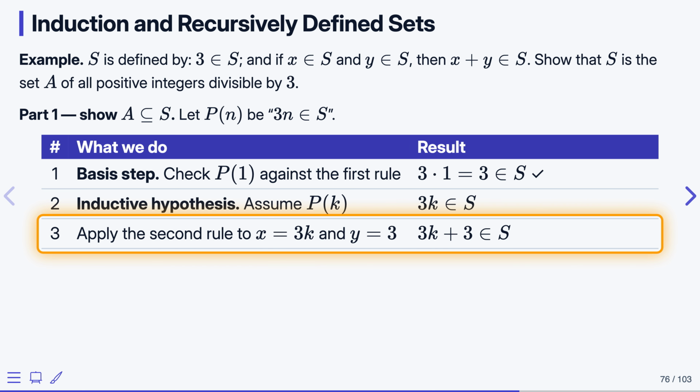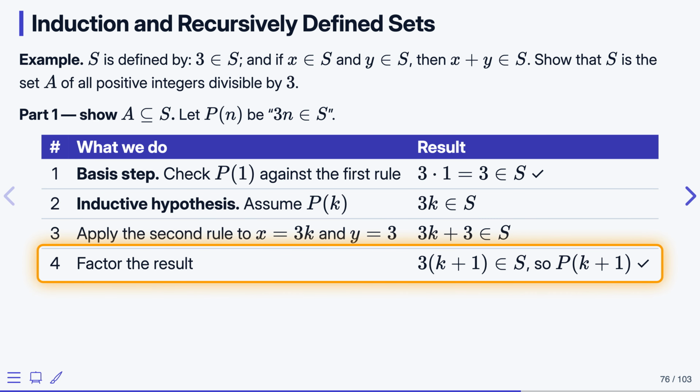Step 3, now use the second rule. Take x equal to 3k and y equal to 3. Both are in S, so their sum is in S. Step 4, 3k plus 3 is 3 times k plus 1, so P of k plus 1 holds. Part 2 is on the next slide.